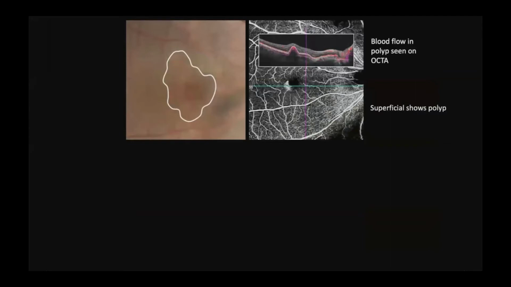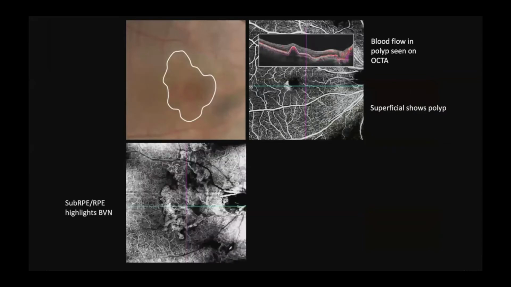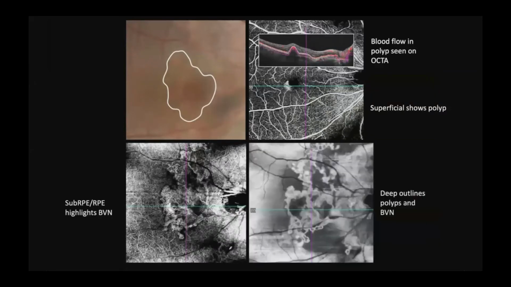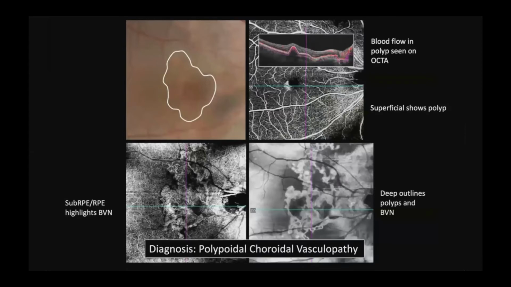And then using the corresponding B-scan, we're able to see an area of blood flow within that sub-RPE area consistent with the branching vascular network. It's more clearly seen here in the sub-RPE and RPE layers, and then the deep outlines are visible, clearly showing the polyps and the BVN. And so this is a diagnosis of polypoidal choroidal vasculopathy.